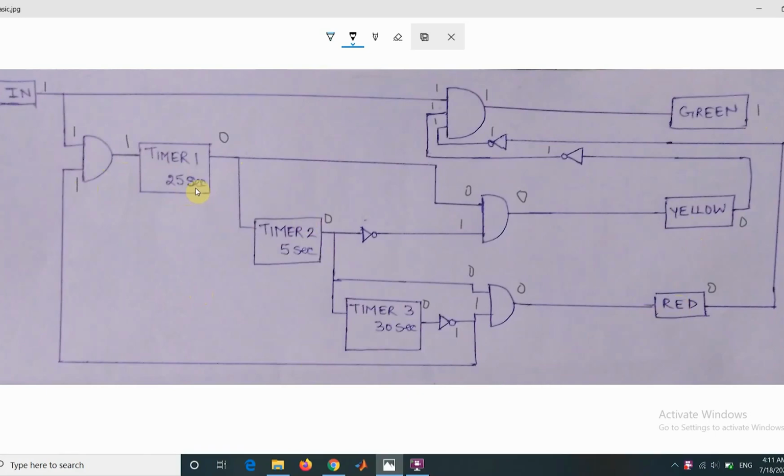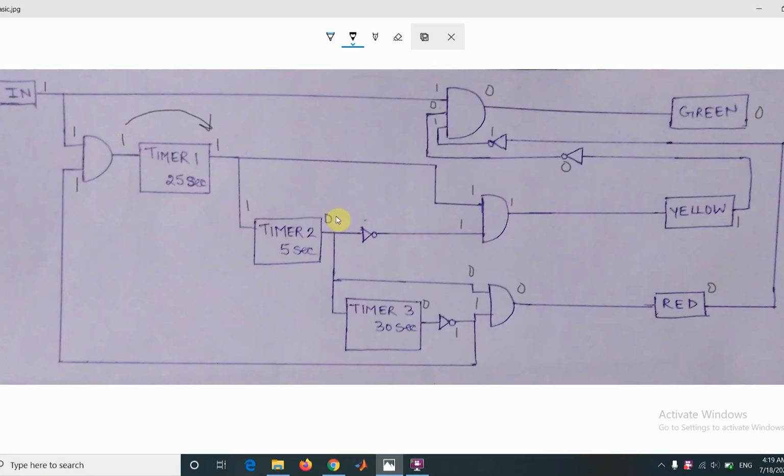Now when timer 1 has reached its preset value, the following transitions take place. This one now appears at the output of timer 1, which causes this input to become 1, and at the same time timer 2 is initiated. It now starts timing. But as is the property of an on delay timer, this one would only appear at the output after the preset time of 5 seconds has elapsed.